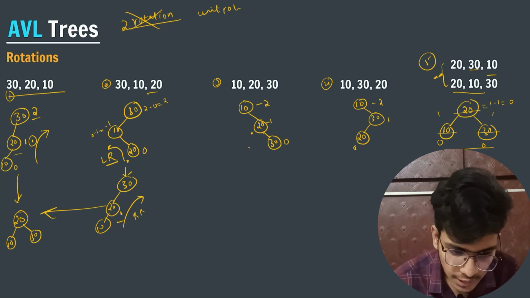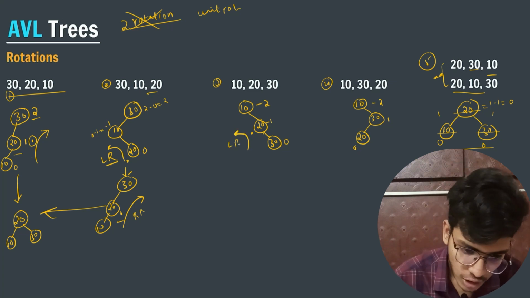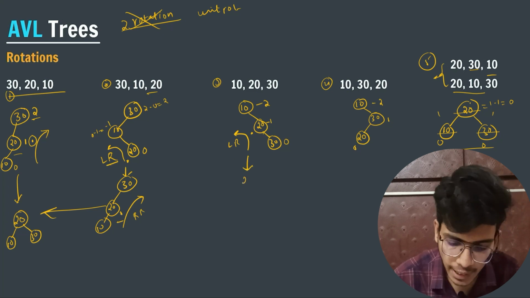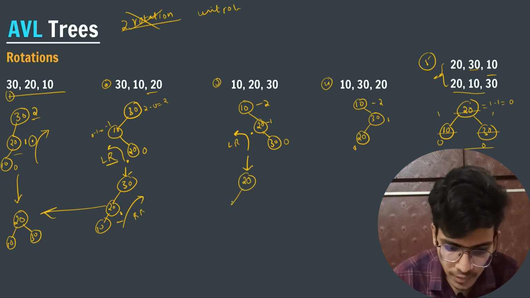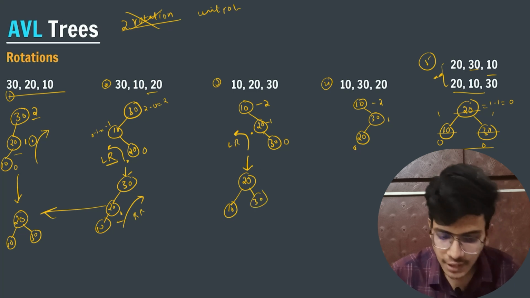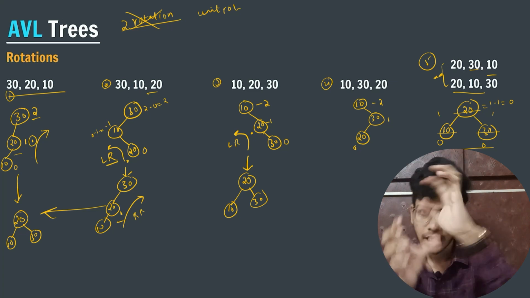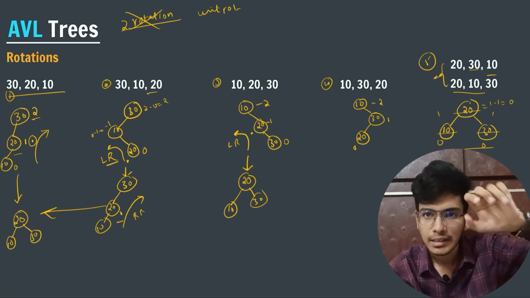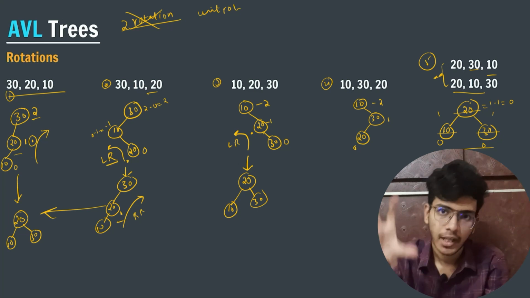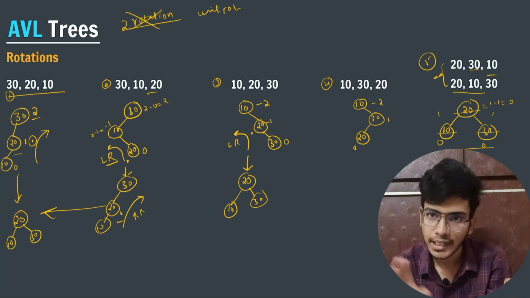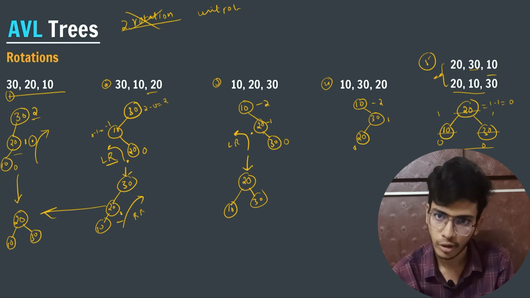So I will perform a left rotation here, and 20 will become my root node, 10 will come on the left side, and 30 will come on the right side. So this is my structure, right? When I perform my left rotation, the 10 value will come on the left side, 30 will come on the right side, and 20 will become my root node.